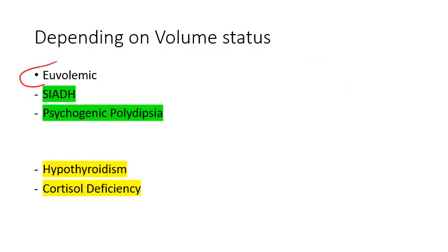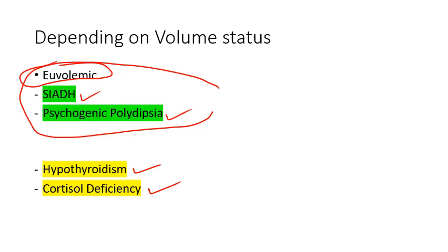If the patient, however, is euvolemic, you should have four conditions in your mind. Number one, SIADH, that is syndrome of inappropriate ADH secretion. Psychogenic polydipsia, that is basically a patient drinking a lot of water. And two other endocrine conditions are hypothyroidism and cortisol deficiency. Before you make a diagnosis of any of these two, it is important to rule out these two. So, these four are basically causes of euvolemic hyponatremia.